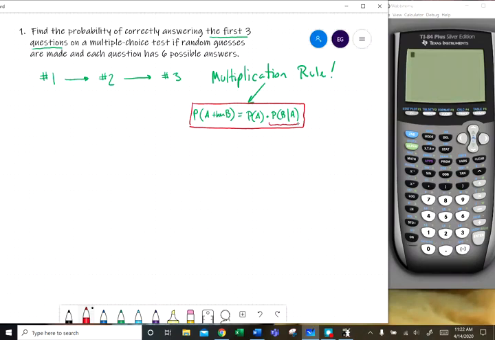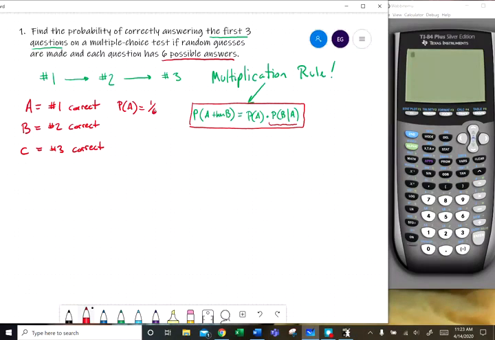Okay, so in this case we have three events. Event A is number 1 is correct, event B is number 2 is correct, and finally, event C is that number 3 is correct. Since there are 6 possible answers and only one of them is right, you have a 1 in 6 chance of guessing the correct answer. So the probability of A, that number 1 is correct, is 1 out of 6.